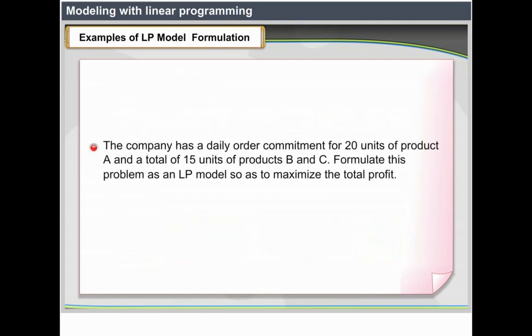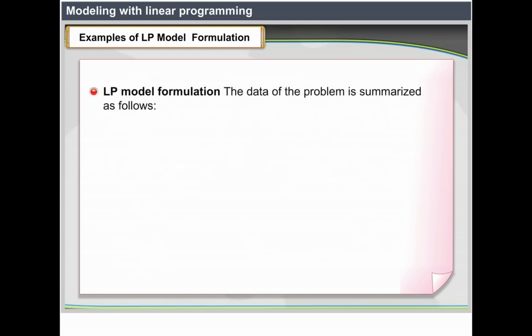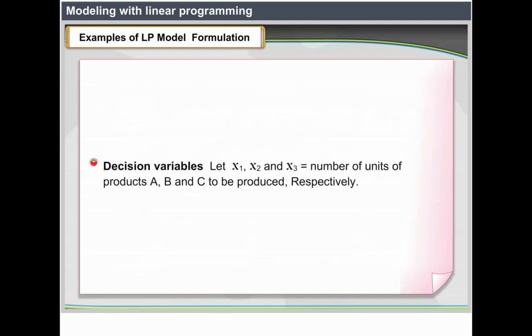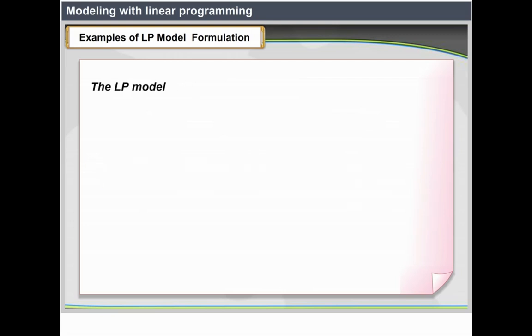The company has a daily order commitment for 20 units of product A and a total of 15 units of products B and C. Formulate this problem as a linear programming model so as to maximize the total profit. Linear programming model formulation. The data of the problem is summarized as follows. Decision variables: let x1, x2 and x3 equal the number of units of products A, B and C to be produced respectively. The linear programming model.